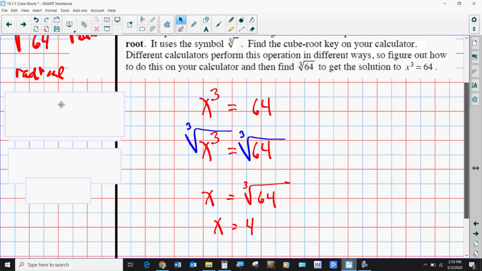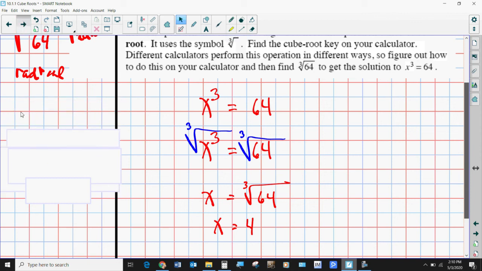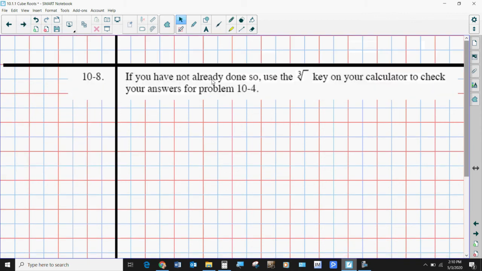Now here's something that's kind of interesting. No, I'm not ready for it yet. Okay, so if you have already done so, use this key to check your answers. Yeah, we already did it.